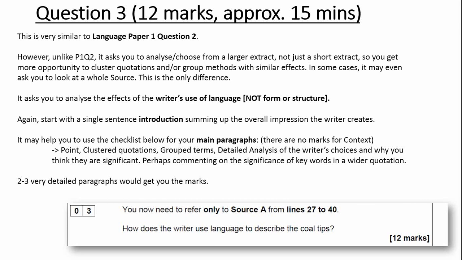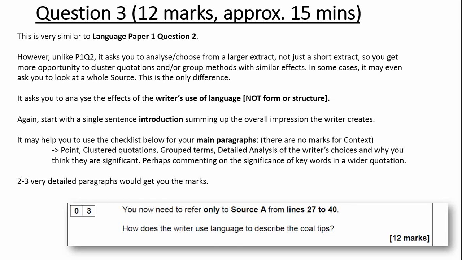Now, some of the papers use slightly different areas, so it might draw your attention to a section of text. It might potentially even be as big as the whole text, but the instruction will be clear in the question. If you read the question, it won't be a problem. Now, the first half of the actual question itself, how does the writer use language, will always be the same, and then it's just the ending of the question that will differ depending on what part of the text is referred to.